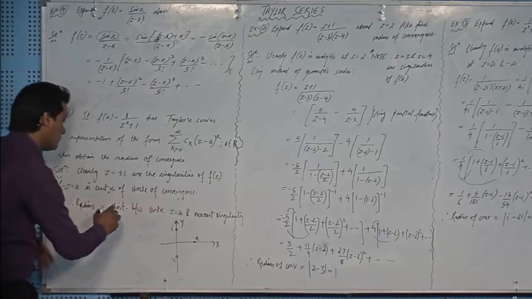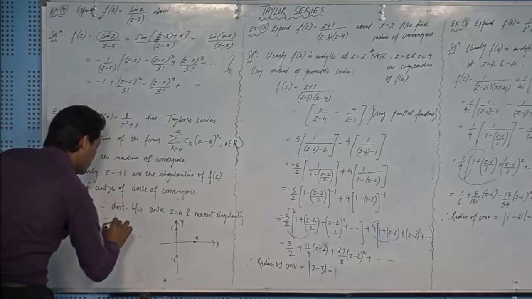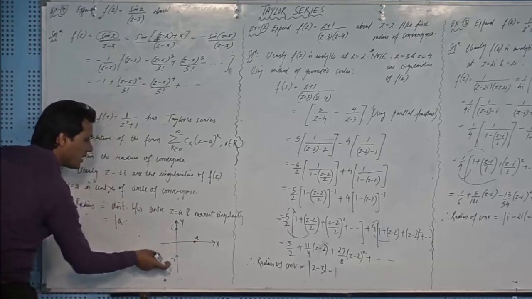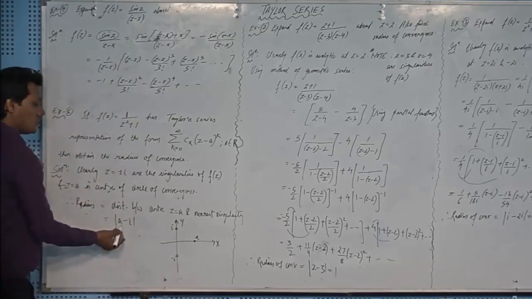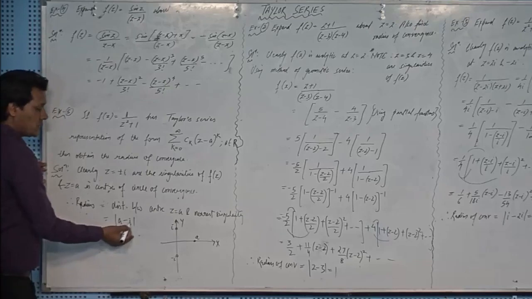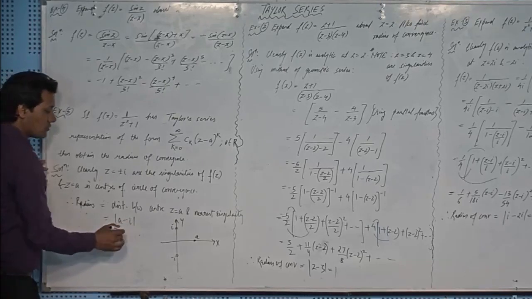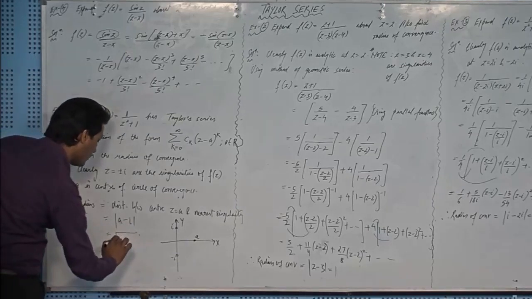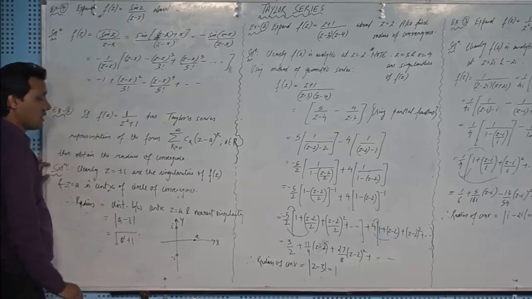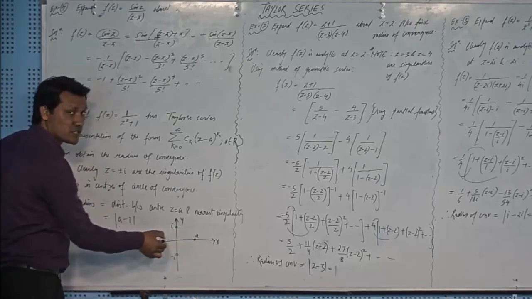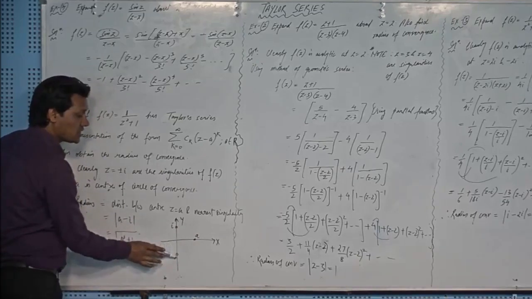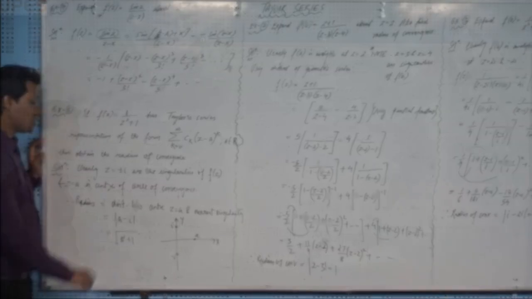So the distance will be given by the distance between the center and any of these singularities. I have taken iota. Since a is a real number and iota is a complex number whose imaginary part is 1, the answer will be the square root of a squared plus 1. And the important point is that this a will lie on the right bisector of the line joining iota and minus iota. This is the radius of convergence.